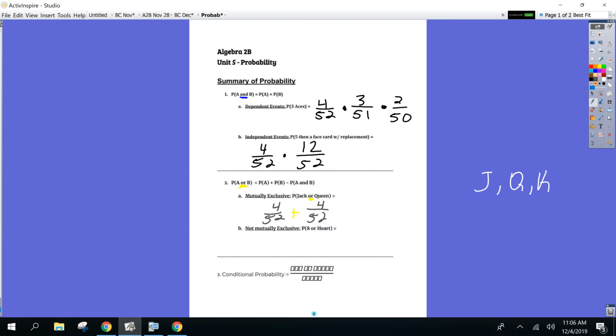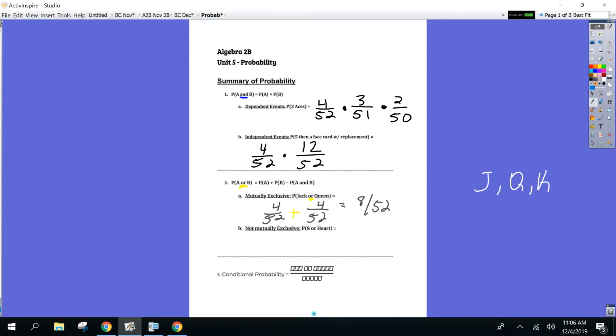All right? Picking a jack or a queen cannot happen at the same time. Mutually exclusive. So that's going to be 8 out of 52. Whatever that reduces down to, I'll take as well. Questions there? Mutually exclusive. They cannot happen at the same time. All right? Cannot happen at the same time.